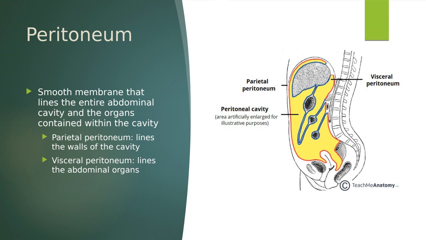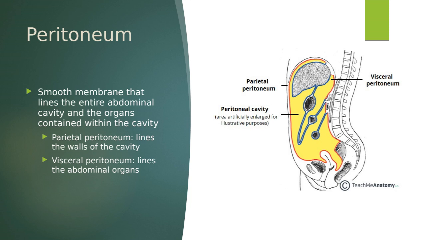So the peritoneum itself, this protective layer, is a smooth membrane that's going to line the entire abdominal cavity and the organs that are contained within it. Now remember, we just said that not every single organ in the abdomen is going to be located within this peritoneal cavity. This membrane itself is going to have two different layers. It's going to have a parietal layer and it's going to have a visceral layer. One is talking about the inside pocket and one is talking about the outside pocket.